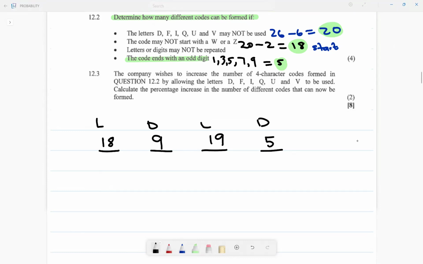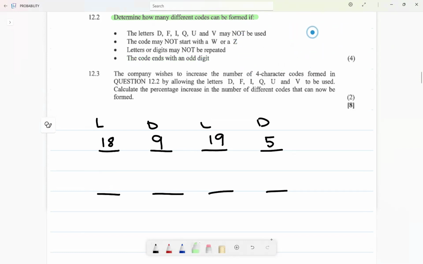I will repeat. I need a code, and I need to consider my restrictions first. Let me come here.